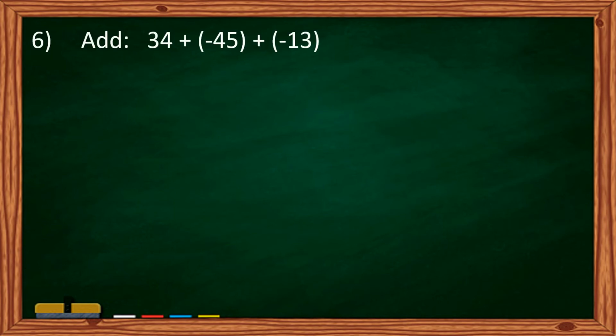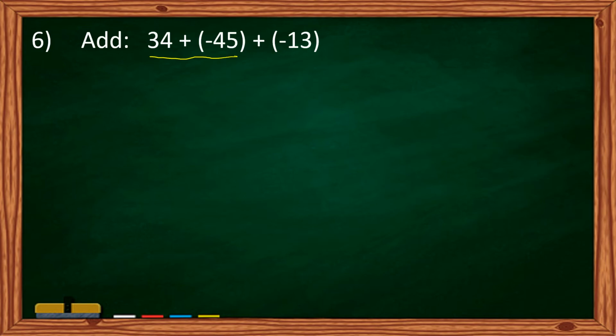Okay, so for number 6, this is an integer problem, adding or subtracting integers. If you remember, kapag ang dalawang integers may parehas na sign, just add and then copy the common sign. If they have different signs, you subtract and then copy the sign of the larger absolute value. Okay, so in this case, we have here 34 plus negative 4 plus negative 13. So unahin po muna natin ito. Since they have different signs, we need to subtract.